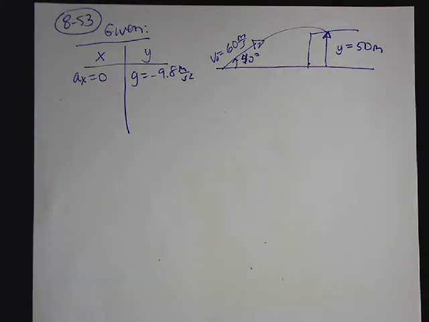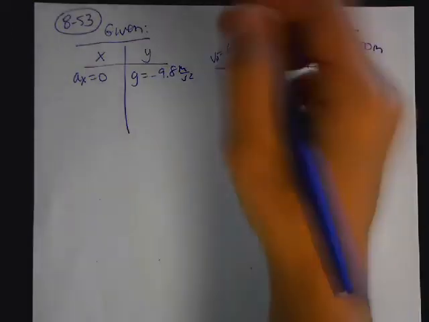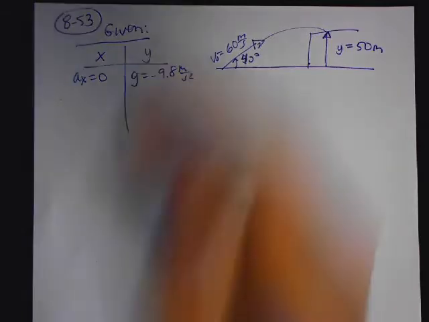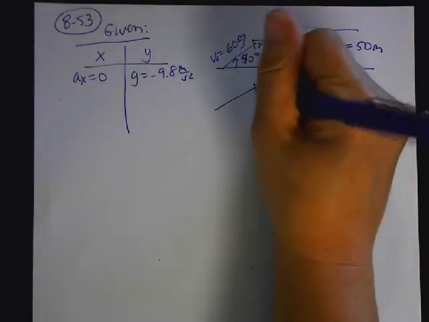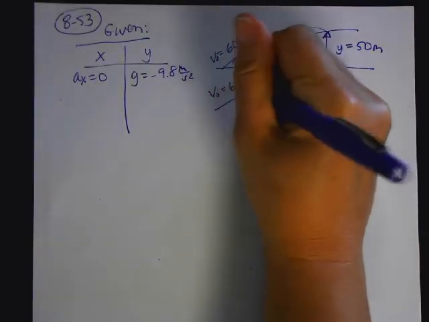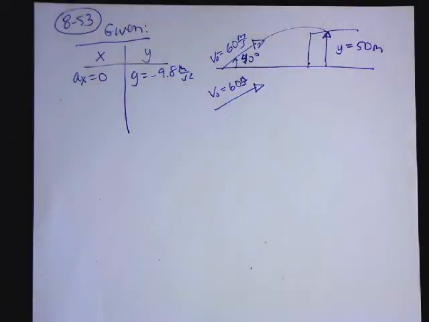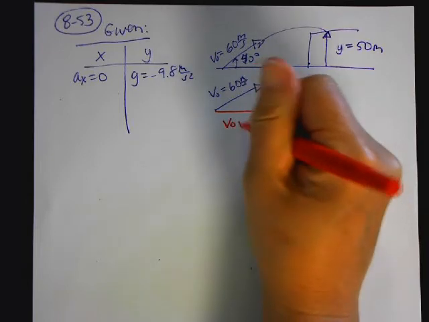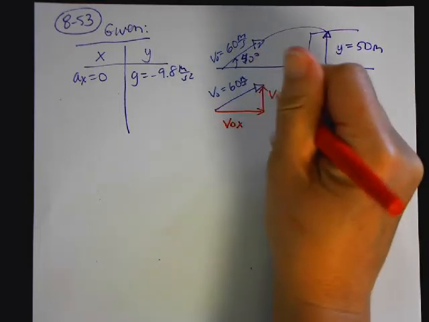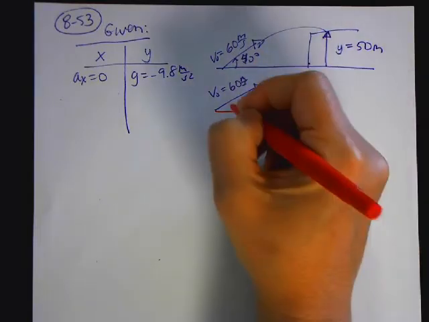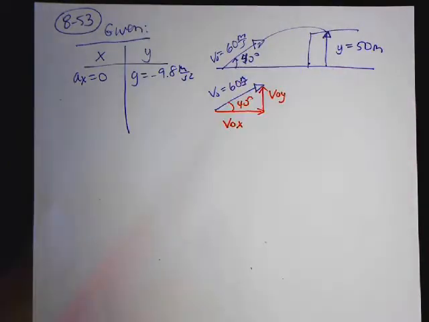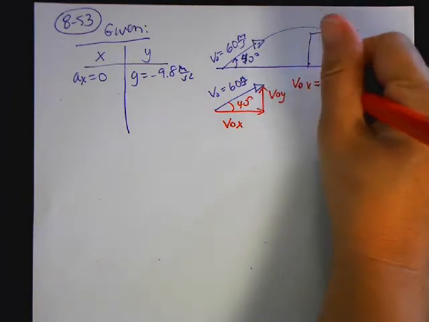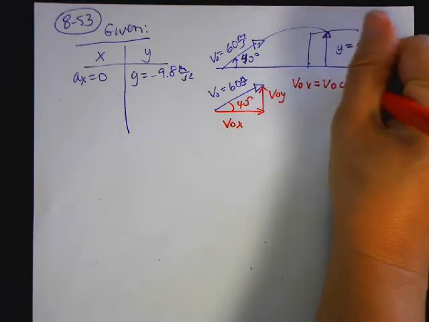So, determine the maximum height. There's a lot of stuff we want to find here. First of all, the first thing I always want to do is take my initial velocity, which is 60, and break it up into its horizontal and vertical components. So this is going to be v naught x, and from the head of that vector, I'm going to do the tail of the other, which is v naught y, and this is 40 degrees. All right. So v naught x is equal to v naught cosine of theta.